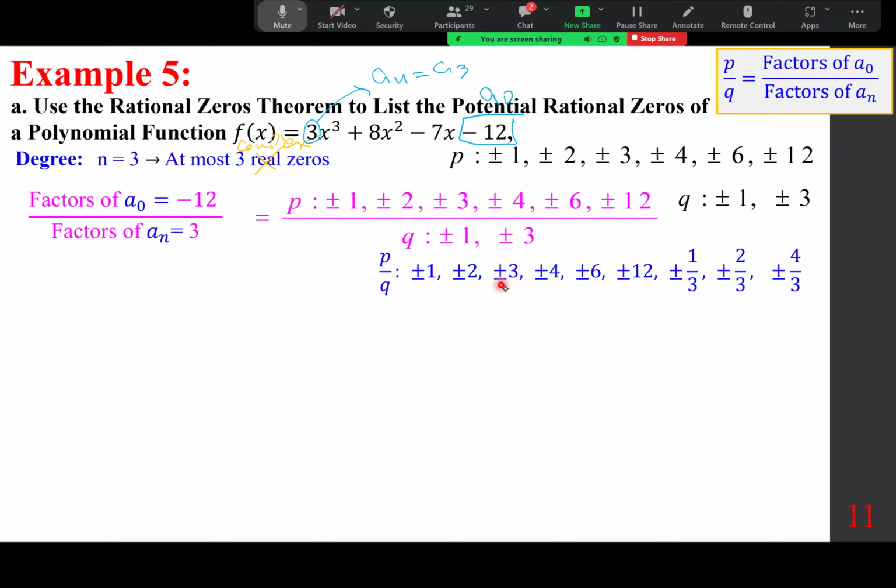This theorem just tells us those are possible rational zeros. One more time. How do you find it? Find the constant and all of its factors. Find the leading coefficient, 3, and find all of its factors. Divide those by those, and those are the possible answers.